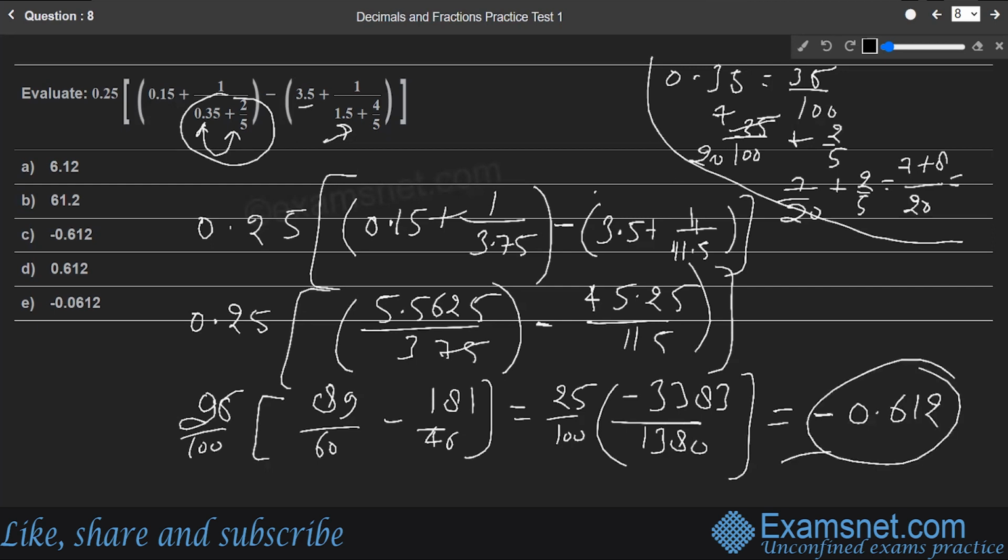So that is the right answer. Minus of 0.612. Let's see where it is available. It is minus of 0.612 and it is available in option number C, so that becomes the right answer.